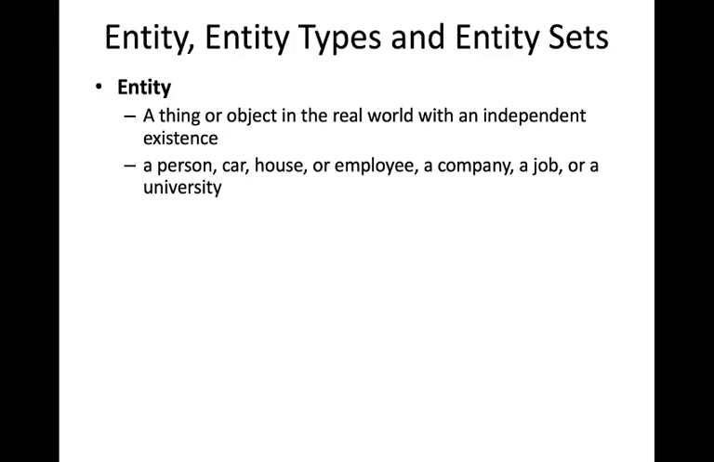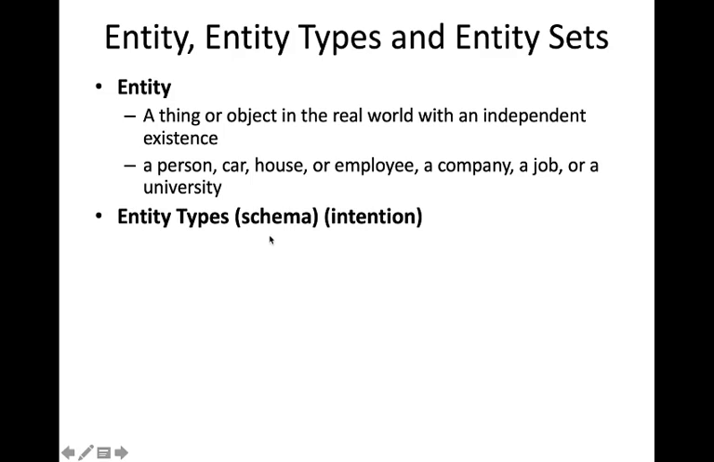So it is a particular thing. You have to note that it is not a group of things. It is a particular thing. KTU University is an entity. Maruti Alto car is an entity. John Smith is an employee entity. Like that, all these will be considered as entities. It is a particular thing.